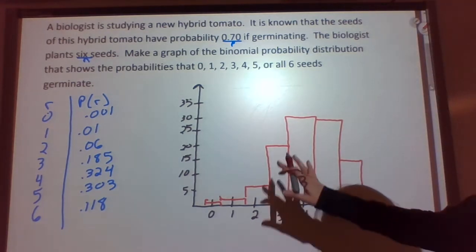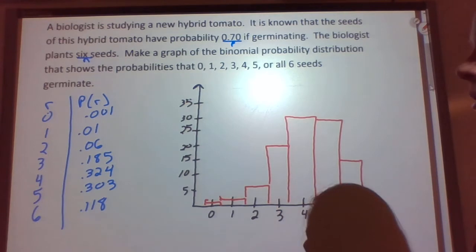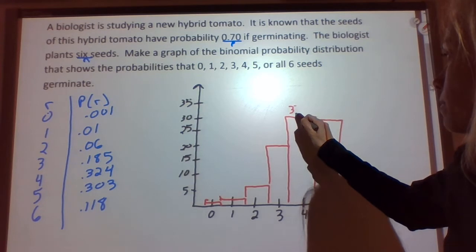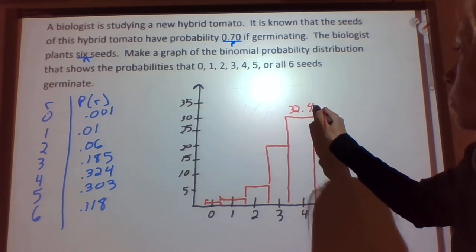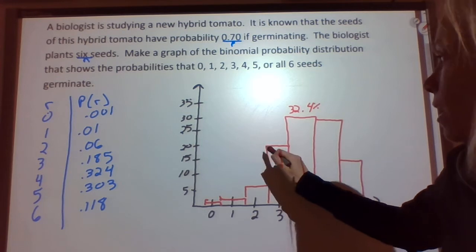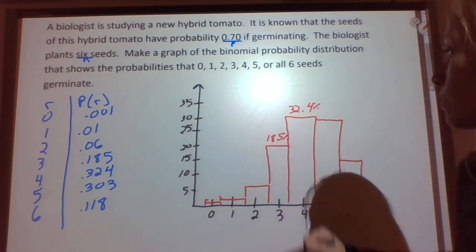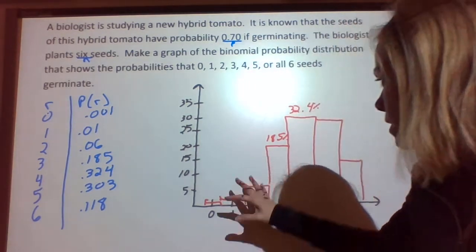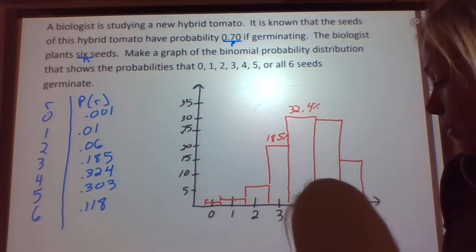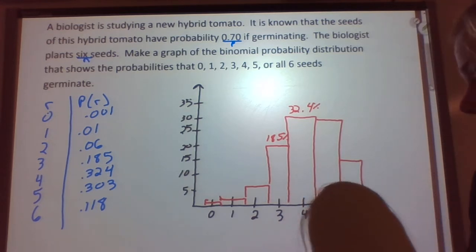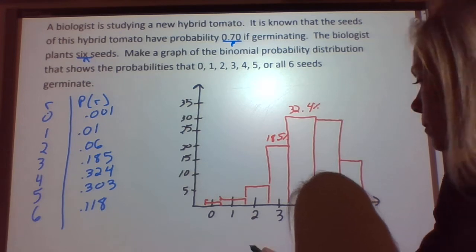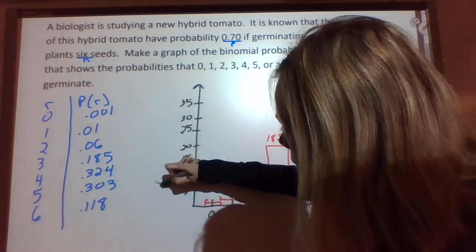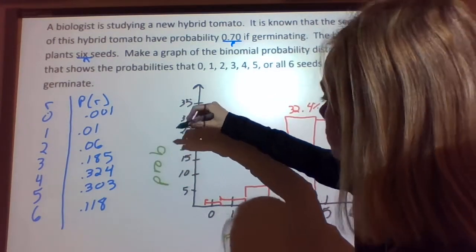Sometimes in statistics, if it is hard to read and you really want to get those percents across, the statistician will actually label the percent on top of each bar to give the reader a really good idea of what that percent is, if they want to be more precise. So that's optional, you don't have to, but what you do have to do is what? Label. Yep, you need to label. This would be number of seeds. This would be probability of germination.